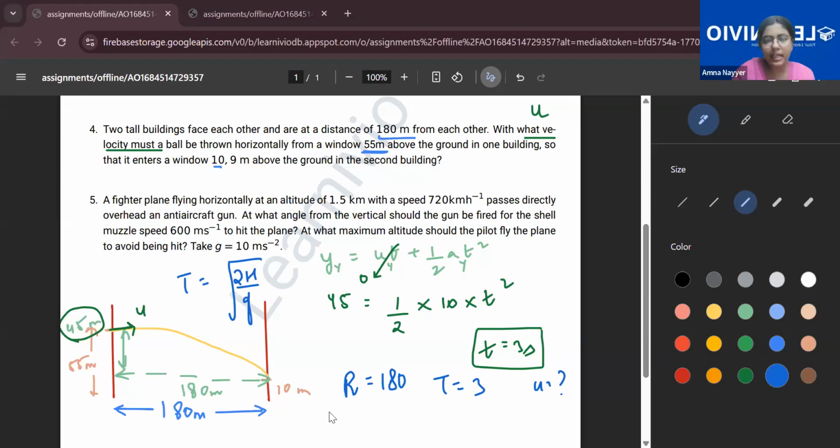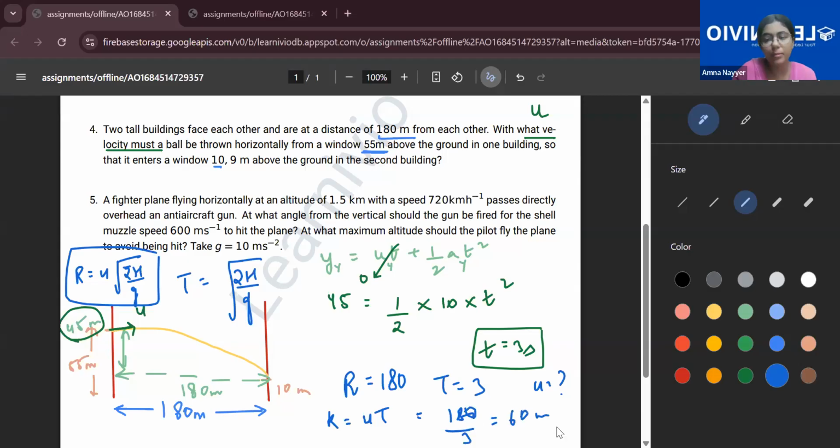So from here you can directly use R is equal to u into t, which you can use as under root 2h by g. Means directly also, if you want, you can use this formula because this is the proper formula for the range. But it's just that in this question, you have to show that this is separate 45 meter, this is the length. So that is how the difference comes. So u will be 180 by 3, which is equal to 60 meter per second.